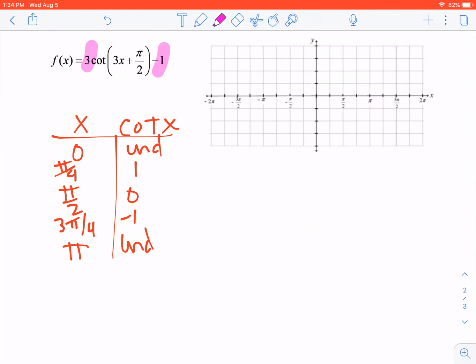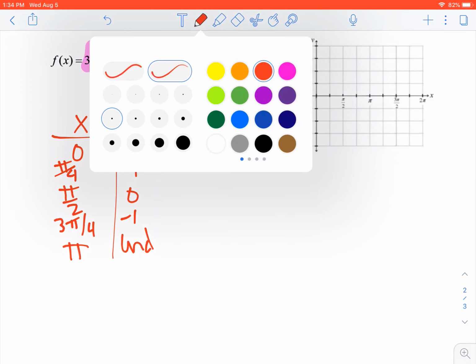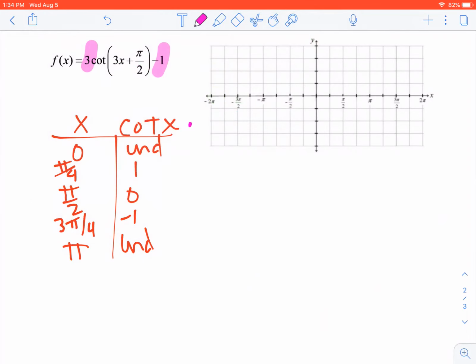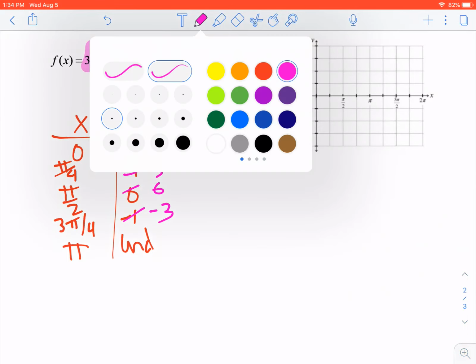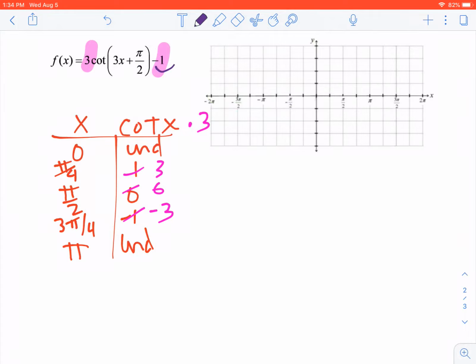So now I look at 3 and negative 1. Those are my outside parameters. So I need to multiply by 3. Again, undefined is undefined. Then I need to subtract 1 from each of those values.